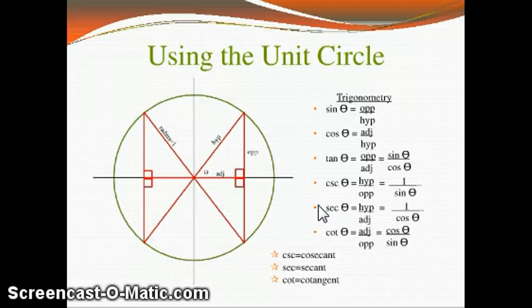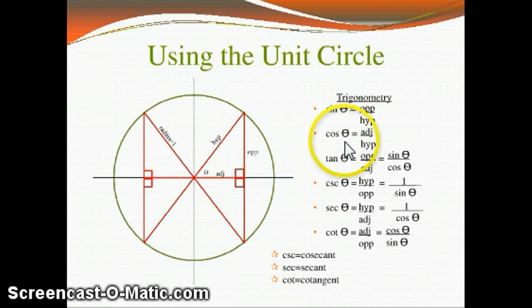So, when we use the unit circle, we use it to determine the basic trigonometric functions. First of all, the sine of an angle is the side opposite the angle divided by the hypotenuse. And the hypotenuse is always the longest side. Nothing is longer than the hypotenuse, which is why it is opposite the biggest angle.